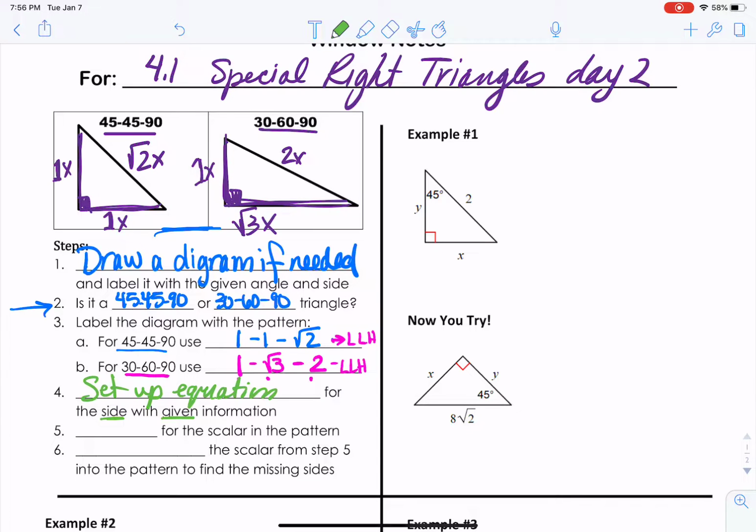Once you've set up the equation, we have to solve for the scalar in the pattern. Usually that's the x. Like, what am I going to multiply everything by? And the final step will be to substitute to find the other sides. So let's look at our first example. So this is a 45-45 triangle. So that means that I need to use those ratios, that pattern, to solve this.